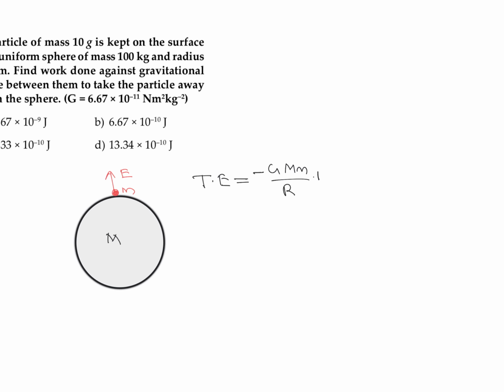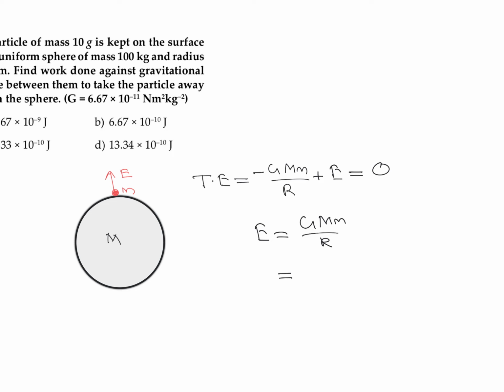Now assume that I am supplying an energy E to this so that we can make its total energy equal to 0. So the energy we need to supply should be equal to plus GMm divided by r. Just identify the value of total energy. In case of gravitation, the total energy will be negative. So if you are supplying that much positive energy, then we can take that object away from the surface.